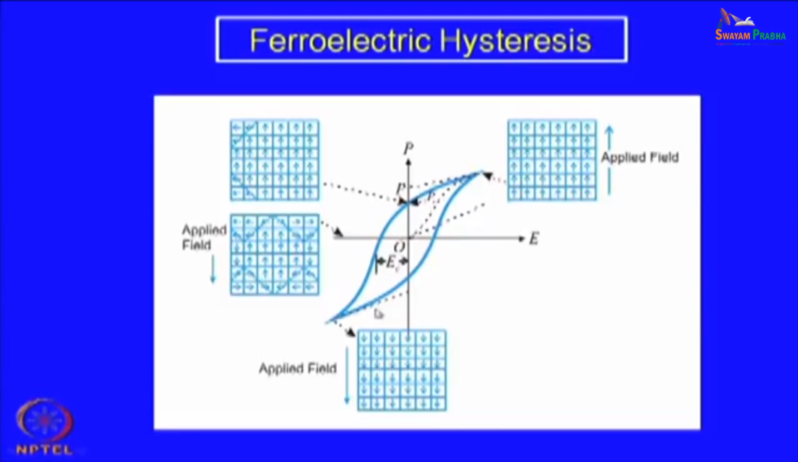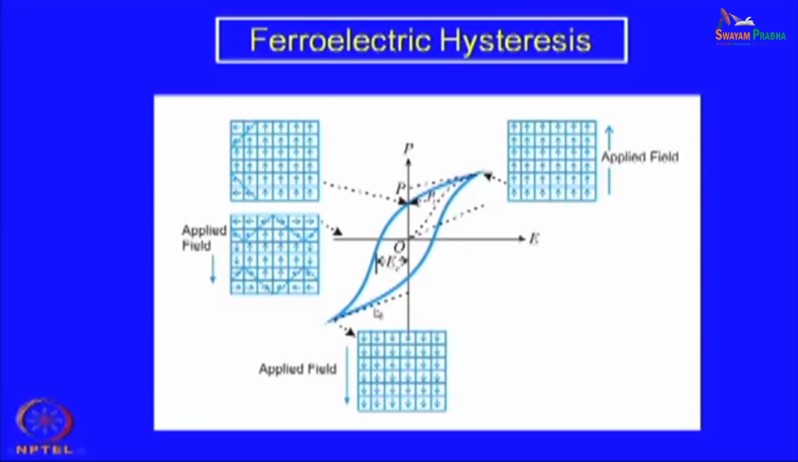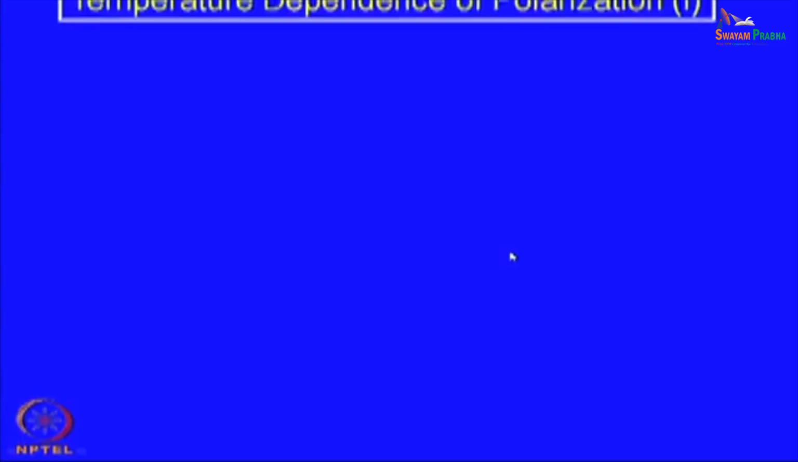All ferroelectric materials have this as one of their characteristics, and that is because of the domain structure. The movement of the domains, the orientation of the domains, takes a larger time than the application of the electric field. So, this is our ferroelectric hysteresis.